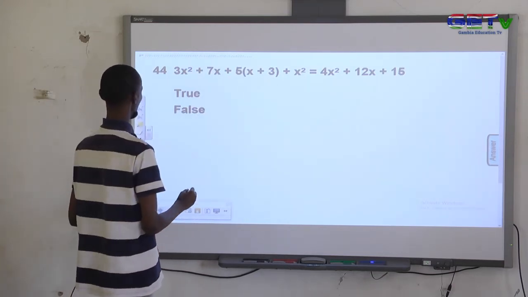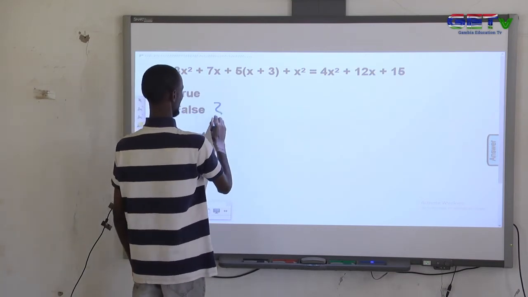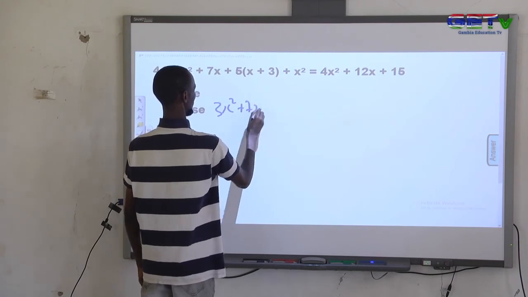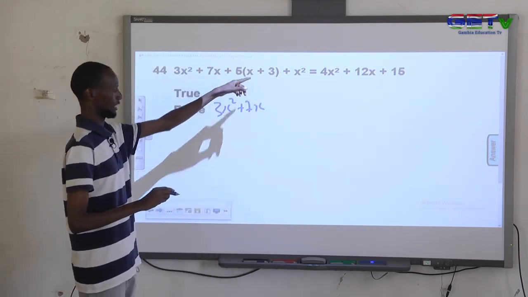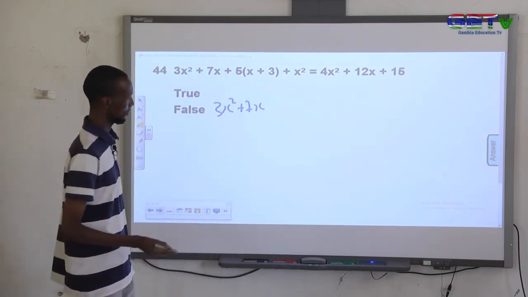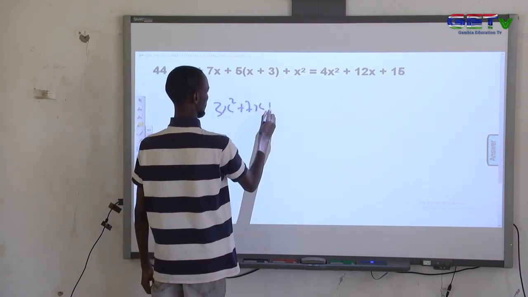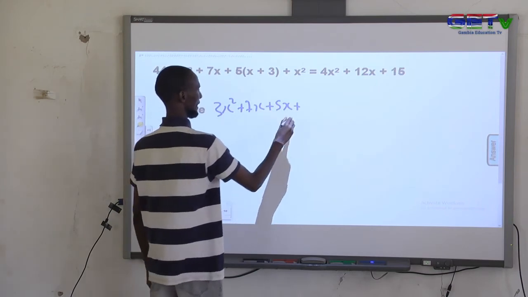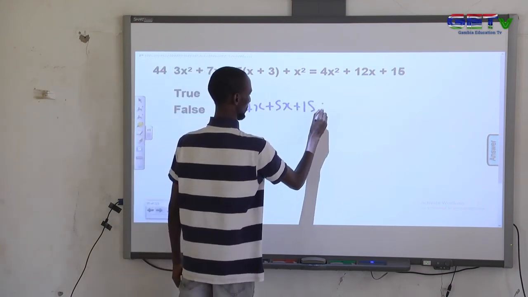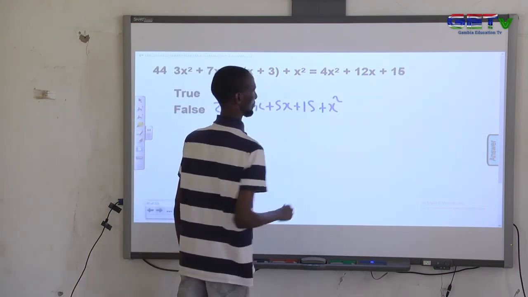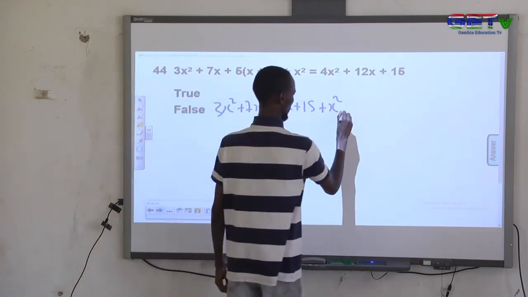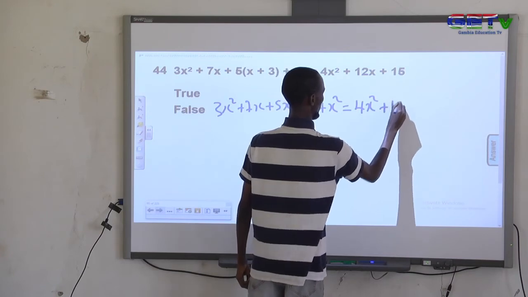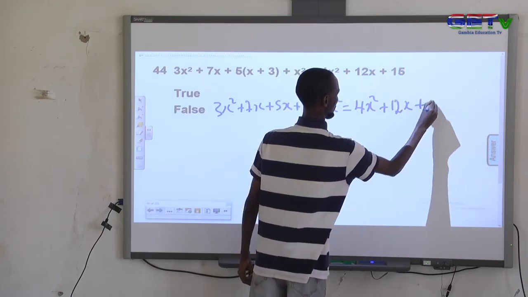And that will lead us to the 3x squared comes down plus the 7x. Then we use the 5 to expand the brackets. And now we know that 5 times x is 5x plus 5 times 3 is 15 plus the x squared just comes down. Will that be equal to 4x squared plus 12x plus 15?